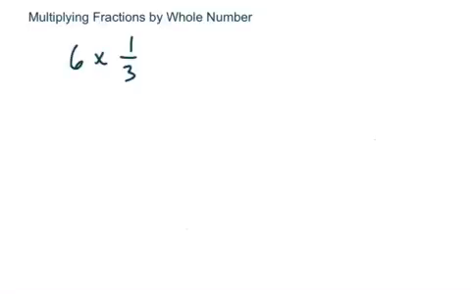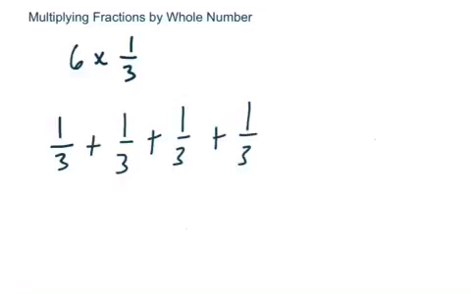When fifth graders are multiplying fractions by a whole number, I want them to think of repeated addition. It's a really easy starting point for them. So when they see something like 6 times 1/3, they can think that this is 1/3 added 6 times. So we could do the repeated addition for it. We can set it up here. And this is just a really good basic building block off of third and fourth grade fractions.